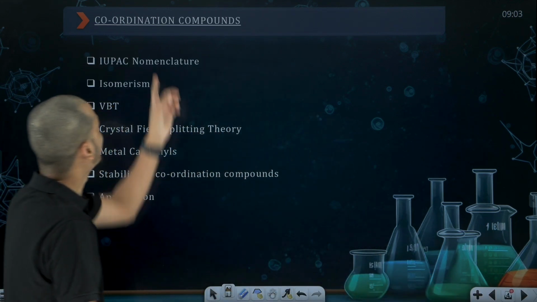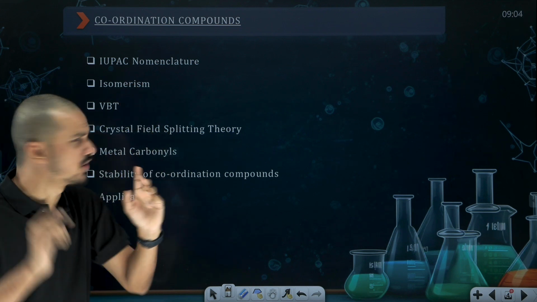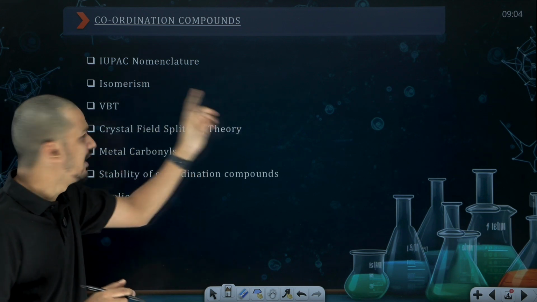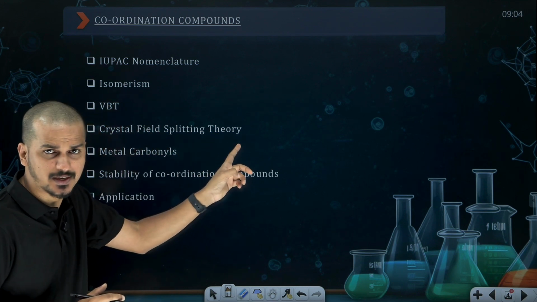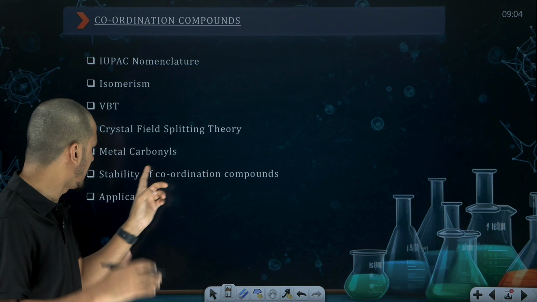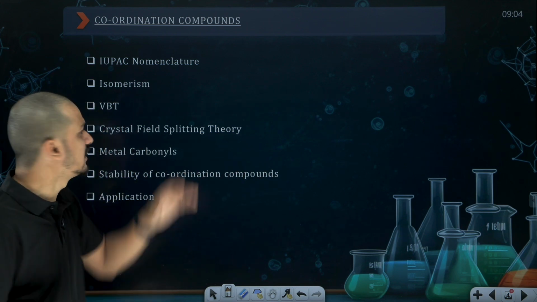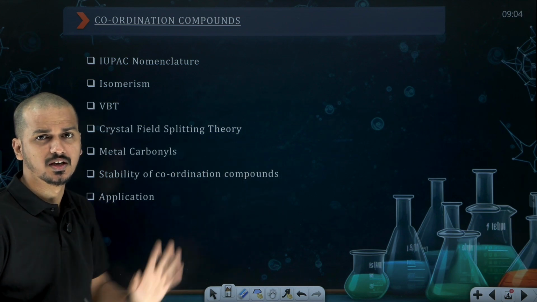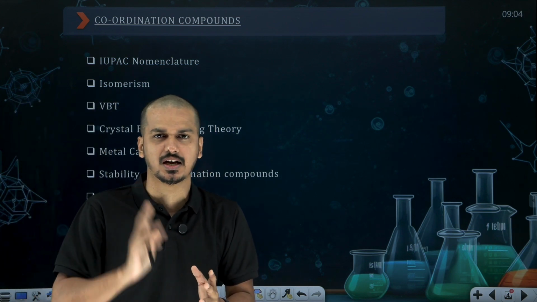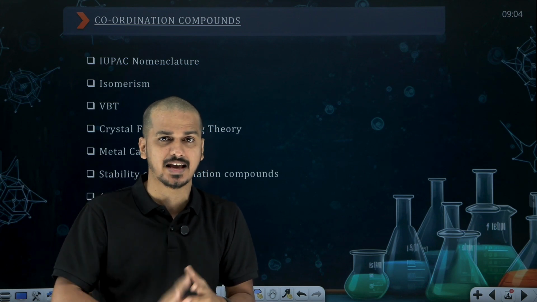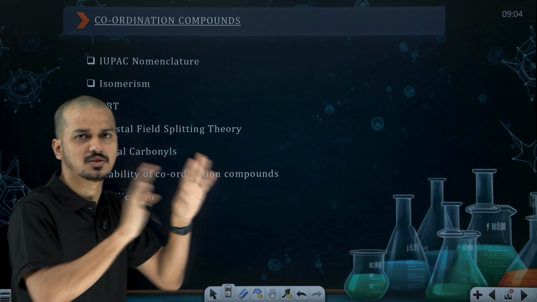So, in coordination compounds, mainly we have to focus on IUPAC nomenclature and isomerism, valence bond theory, crystal field splitting theory, metal carbonyls, then stability of coordination compounds, then their applications. These are the important things you have to go through. If you have time, you should check Jahn-Teller defects also, as well as crystal field stabilization energy. That already comes under the crystal field splitting theory. Anyhow, you just go through that one also.